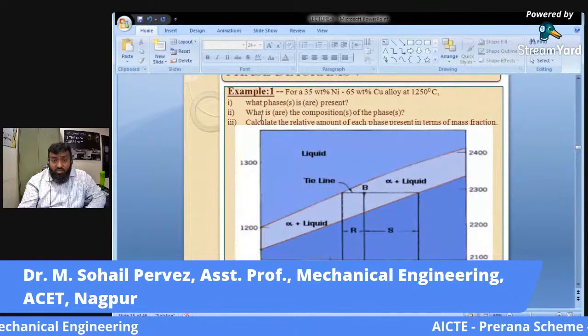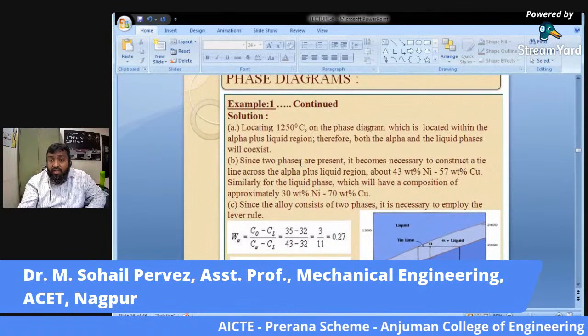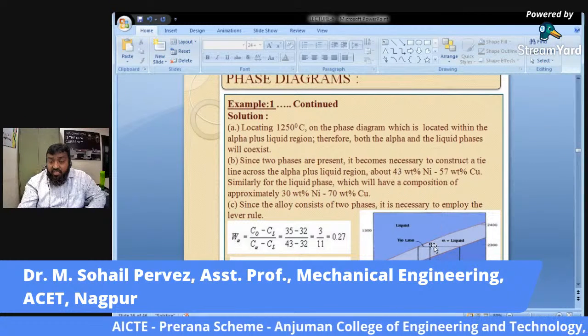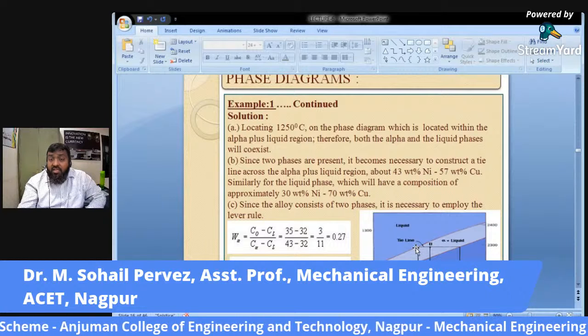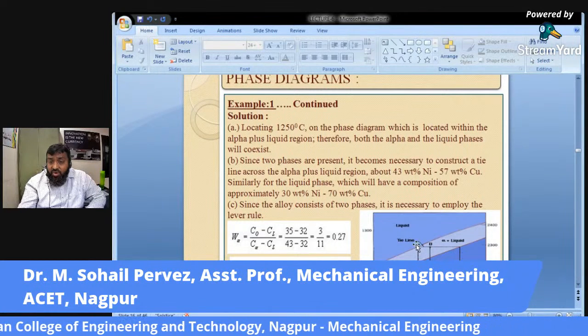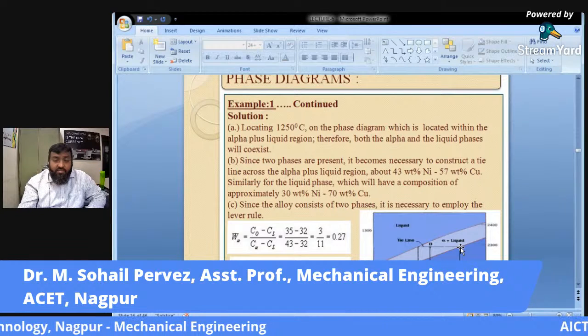What is the composition? So percentage composition we want to know. Since two phases are present, it becomes necessary to construct a tie line. So we have drawn a horizontal line, wherein this tie line cuts the liquidus line at, say, some point A, and the solidus line, say, at some point C.